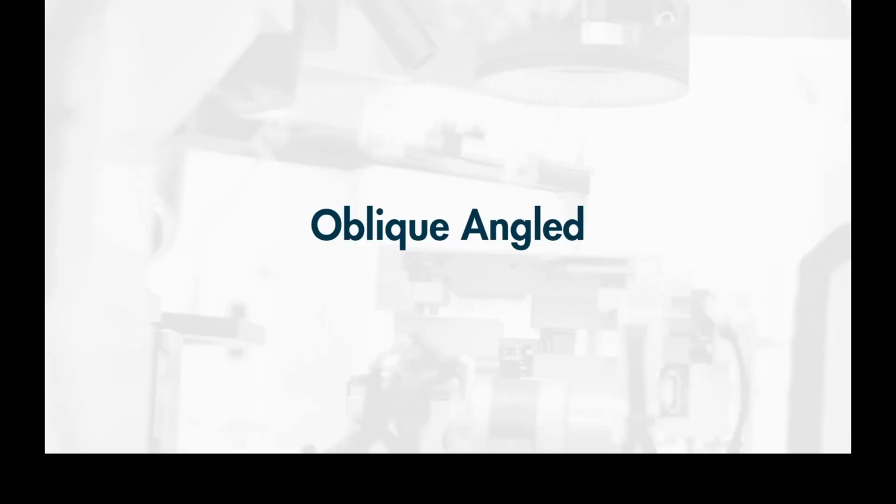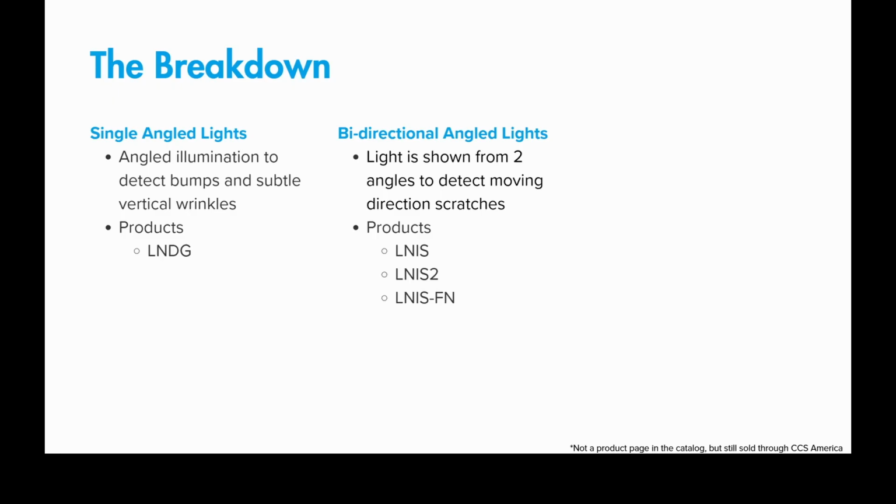Next, we have the oblique angled lights. These lights are going to be unique to CCS. We invented them, and we're the only ones who sell them. And the point of these lights is to detect the scratches that are in the same direction as the moving web. So they're angled illumination, so they're essentially a line light coming from the side of the web as the direction's moving. So we have the single angled lights and the bidirectional angled lights. For the single angled, we have the LNDG. Bidirectional, we have the LNIS, LNIS2, and LNIS-FN.